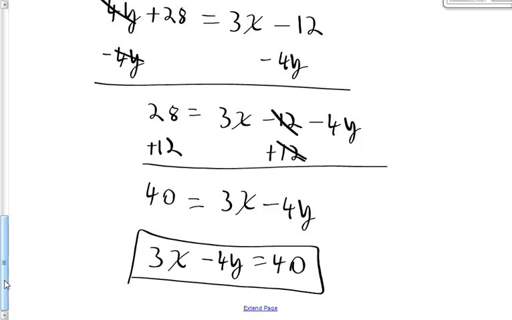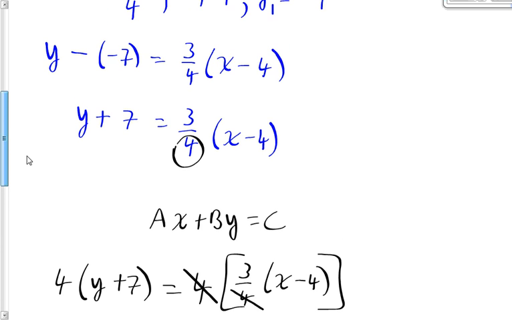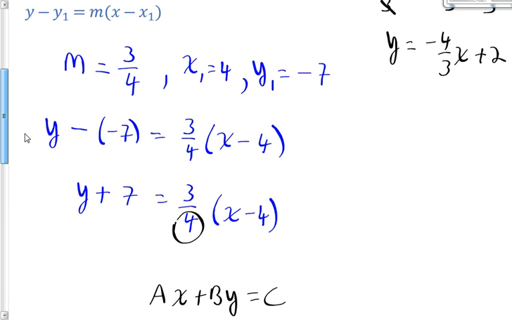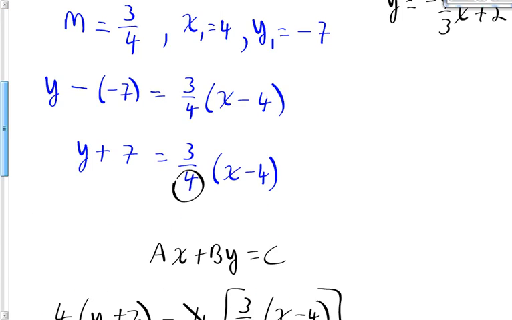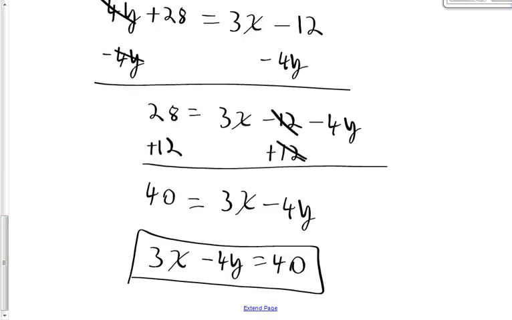This line has slope 3/4, which is the opposite reciprocal of the slope of the given line. And it also passes through the point 4, -7. So that's the equation that they were being asked for.